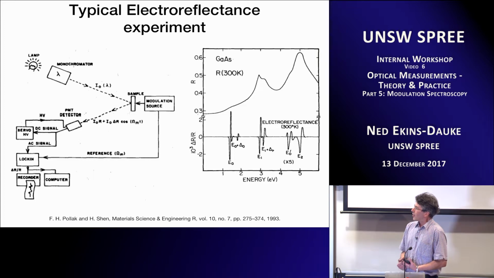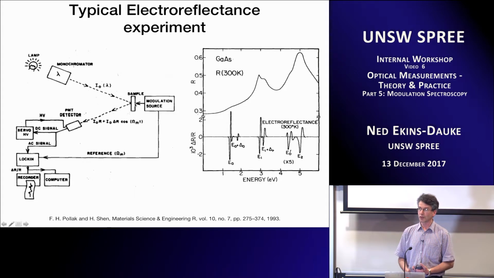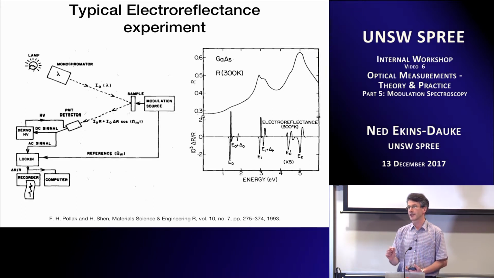And what you're doing is you're just doing a reflectivity measurement. So here's a lamp and a monochromator, so you're just shining light onto a sample and detecting the reflected signal. But what you're doing, though, is that material, in this case, could be a p-n junction, it could be a Schottky diode, and you're modulating the applied voltage across that material. So in other words, the electric field inside it is changing constantly.